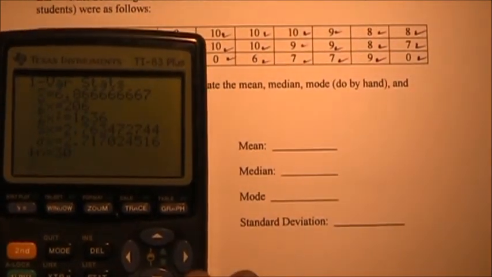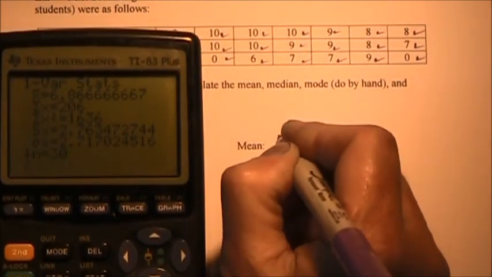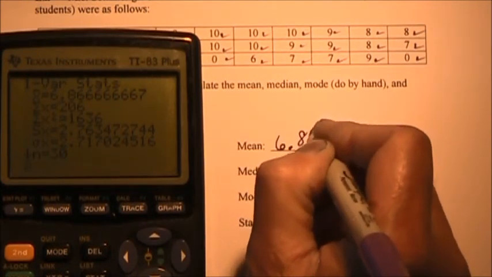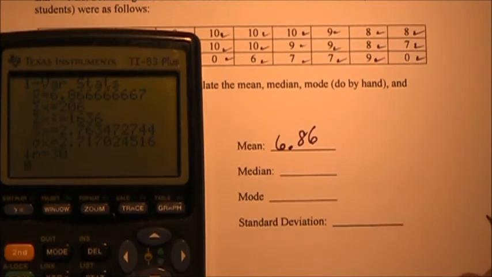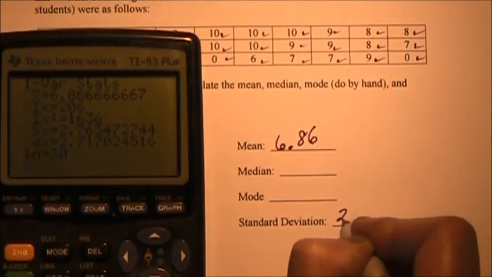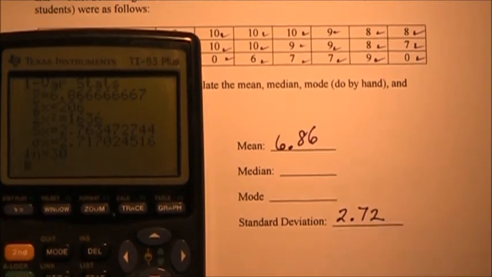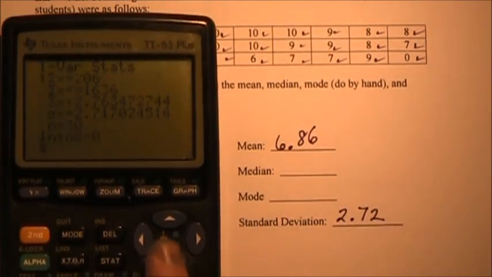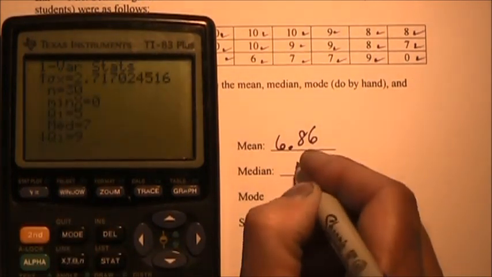So we get a mean of 66.86. We have a standard deviation here of 2.72. To find the median, we're going to need to use our down arrows till we find the MED. And there it is. Median is 7.